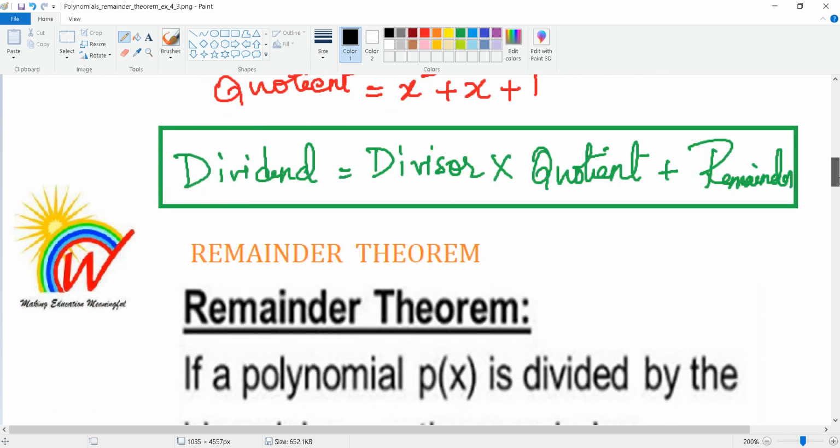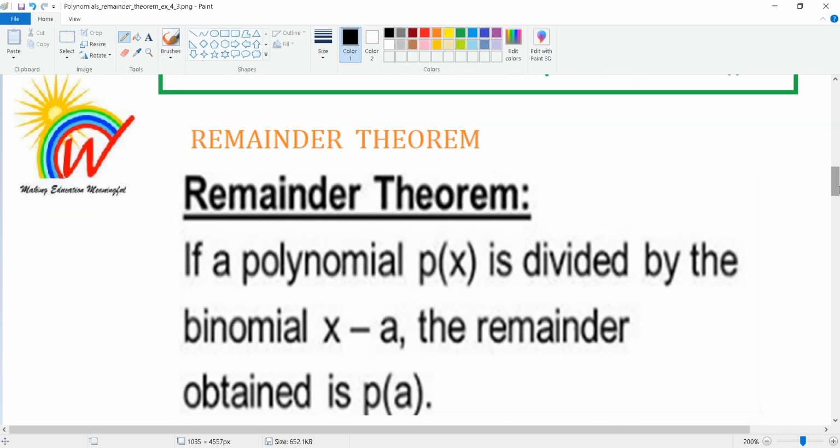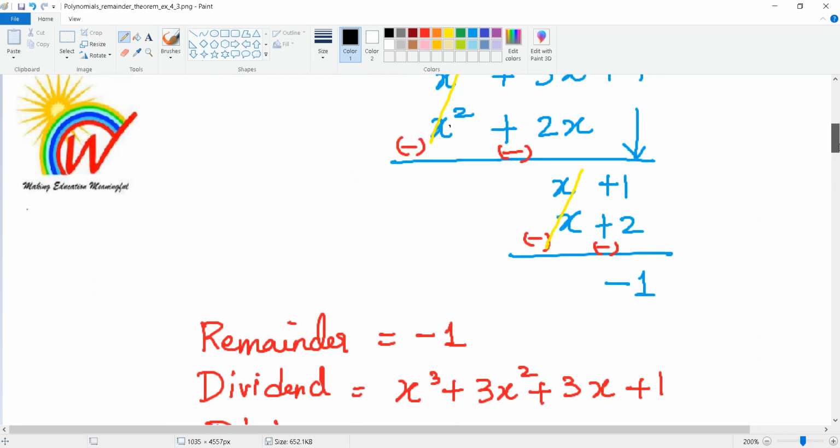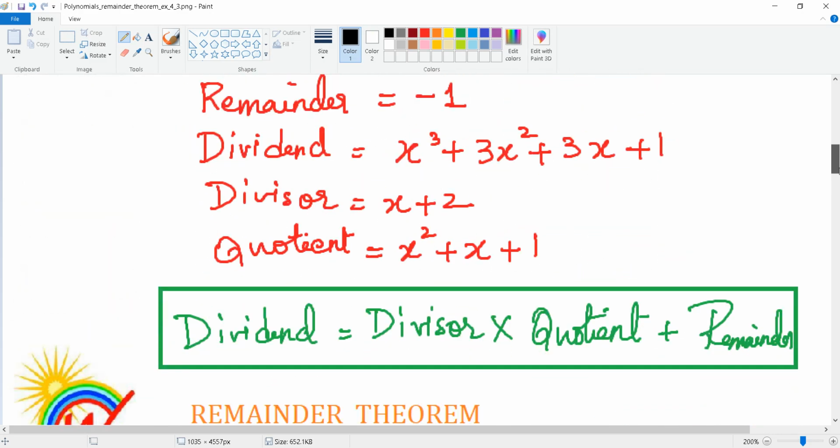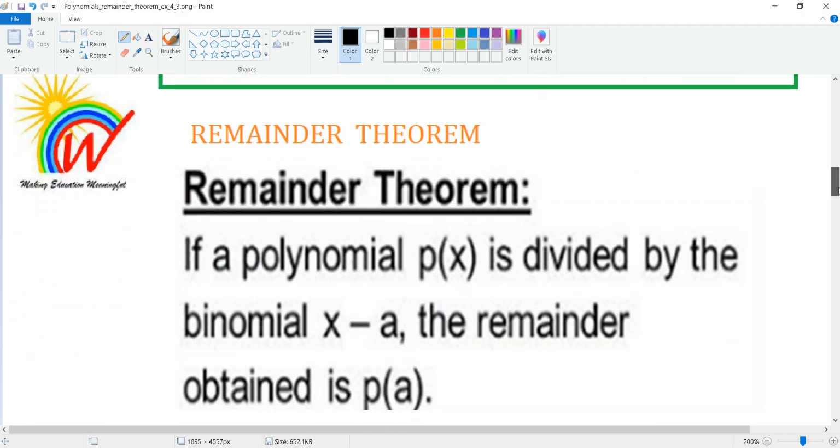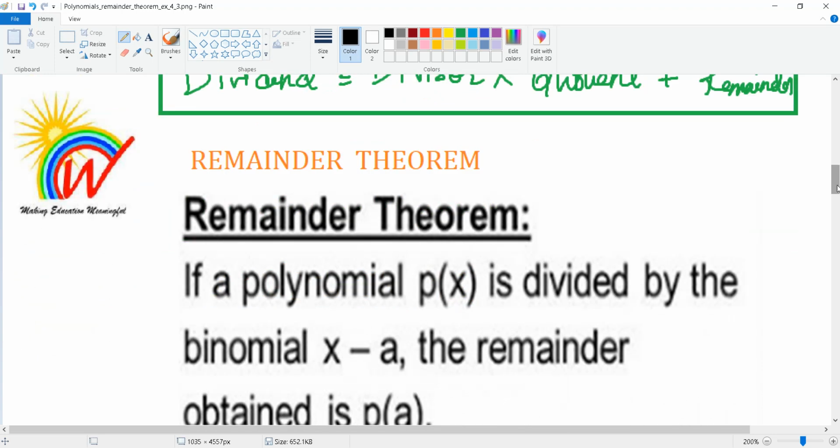Okay, now I hope you people have understood what the long division method is. So I want you people to practice more of this kind of problem so that you get expert in this. Okay, you understand this better. Now come to the remainder theorem.